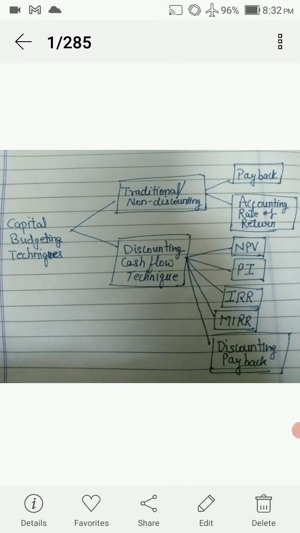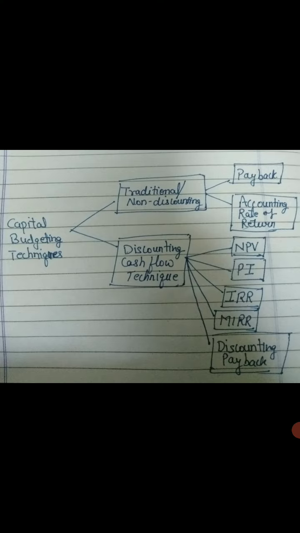flow techniques. The difference between both these methods is that in the traditional or non-discounting method, we don't consider the concept of the time value of money, but in the discounted cash flow techniques we do consider the time value of money.